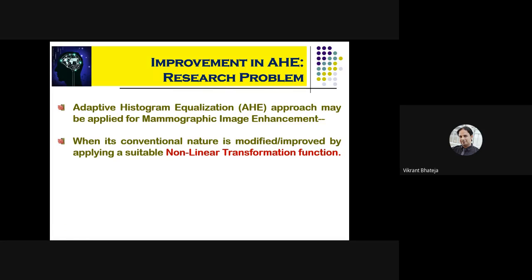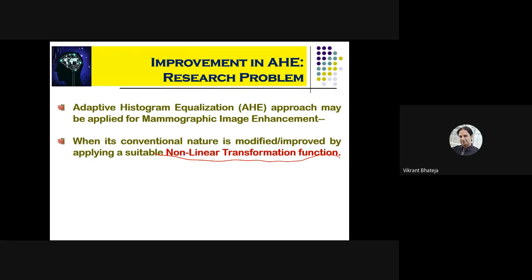Now, if you want to improve the performance of adaptive histogram equalization, or improve the response for medical images, what is necessary is to note that there is a transfer function, the sigmoidal function, working in the background. That might be the cause of the non-satisfactory result. So if we try to change that function with some different transformation function, maybe we can go for a better performance.